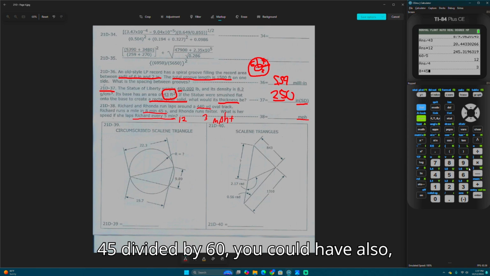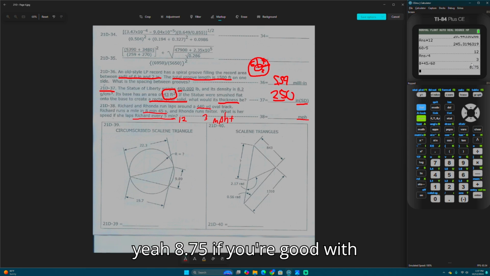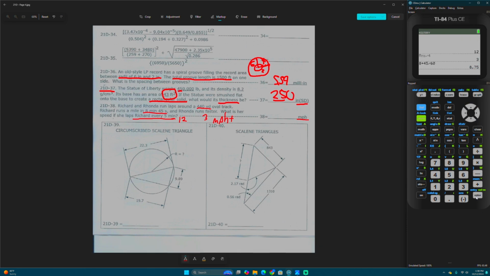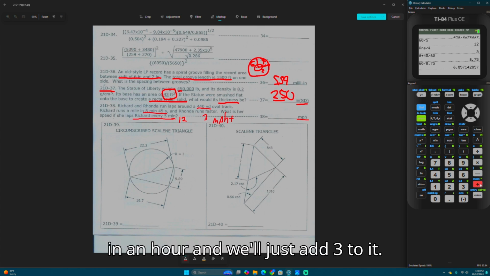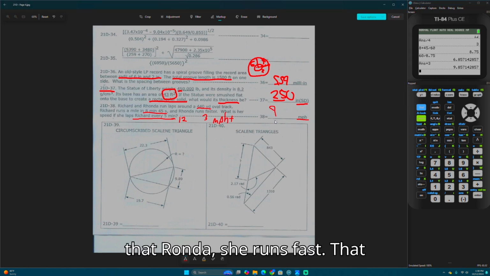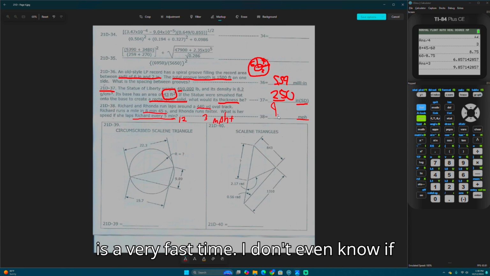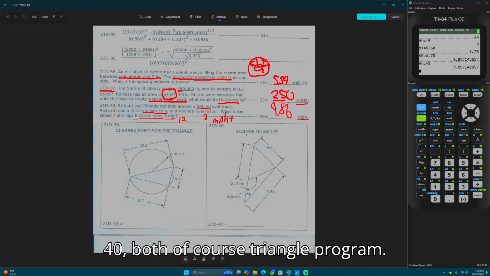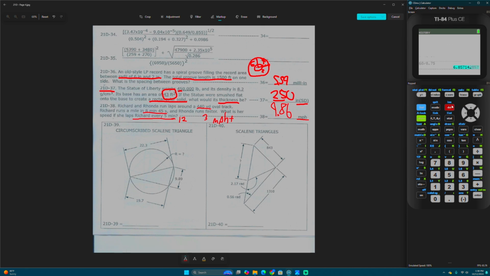8 plus the 45 divided by 60. You could have also done 8.75, if you're good with going from seconds to minutes. So then we could divide that by 60 to figure out how many miles he will run in an hour, and we'll just add 3 to it. 9.86. Wow, that's Rhonda, she runs fast. That is a very fast time. I don't even know if I can run that fast. 9.86 miles per hour. Okay, so now we have that. 39 and 40, both, of course, triangle program.